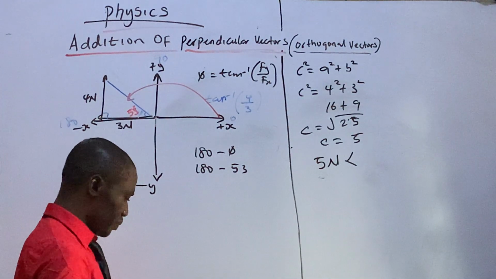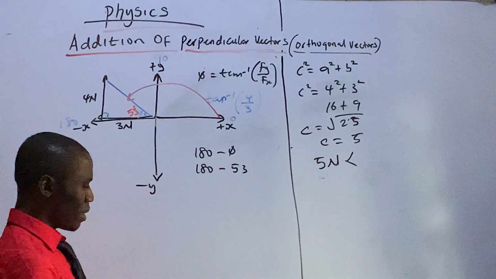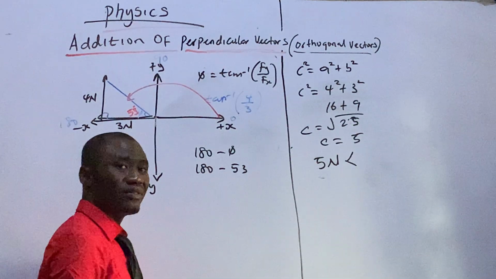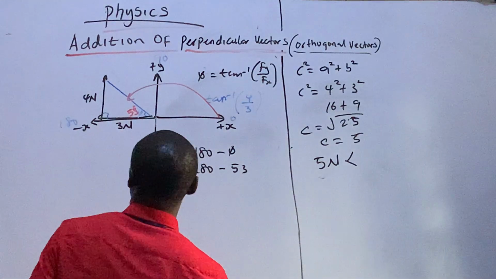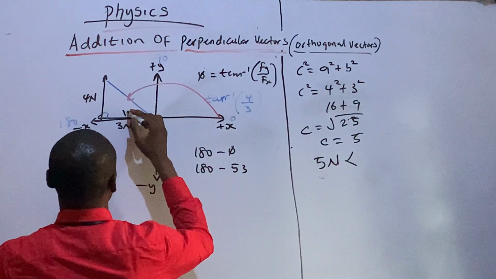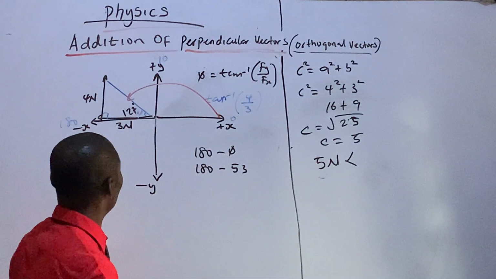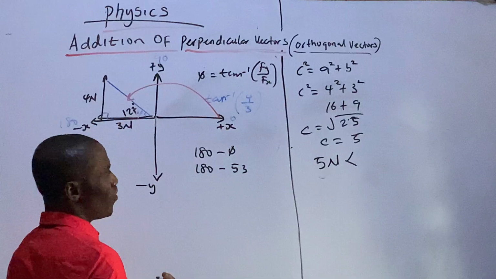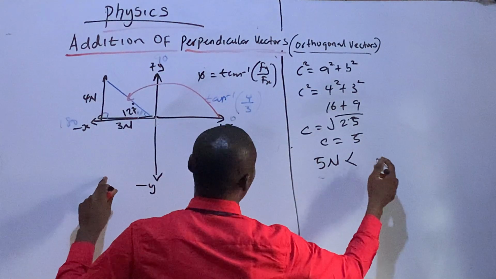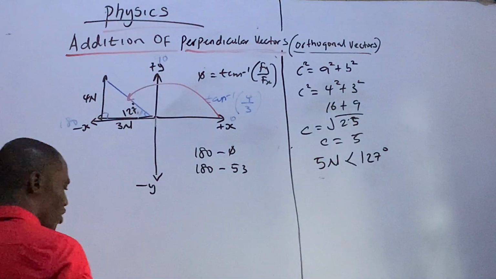So what will I do? 180 minus 53. So I'm having 127 degrees. That's what I have here. So over here will be 127 degrees. So that's how to solve for this. It has a magnitude of 5 Newton and is directed at an angle of 127 degrees. Now let's solve another one.